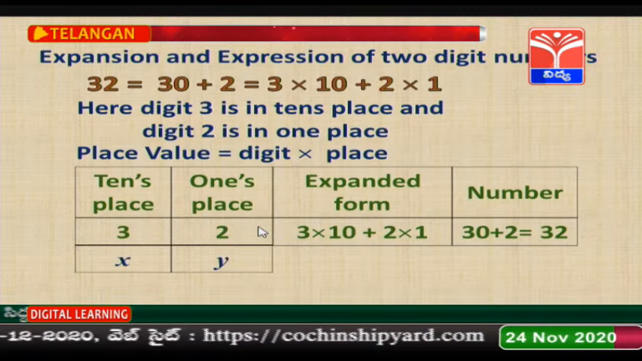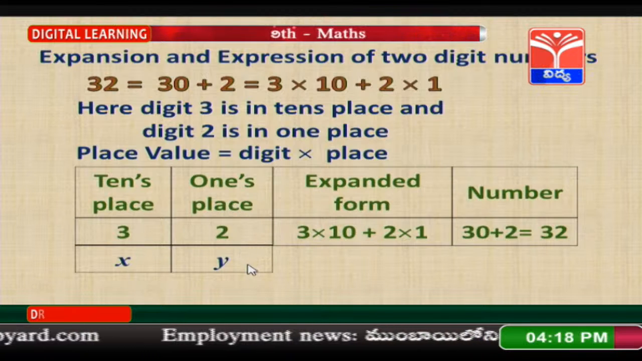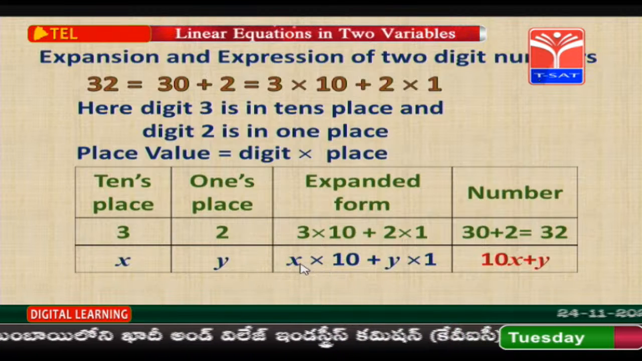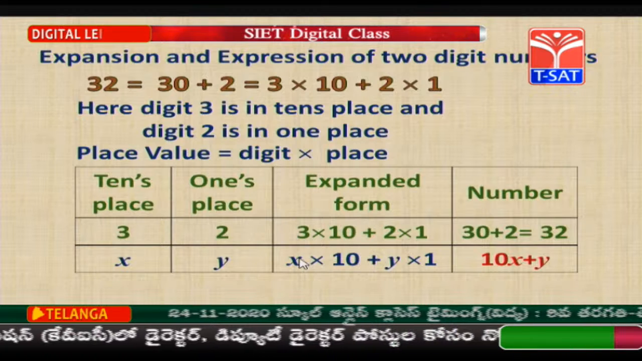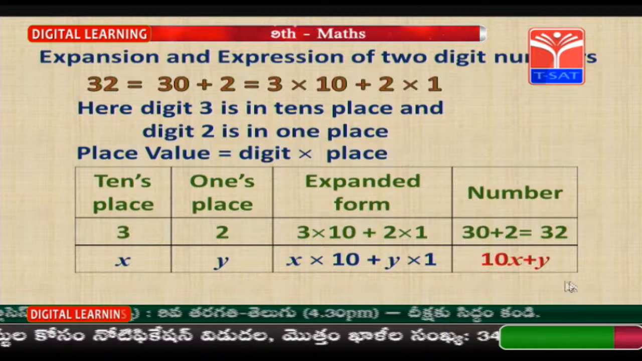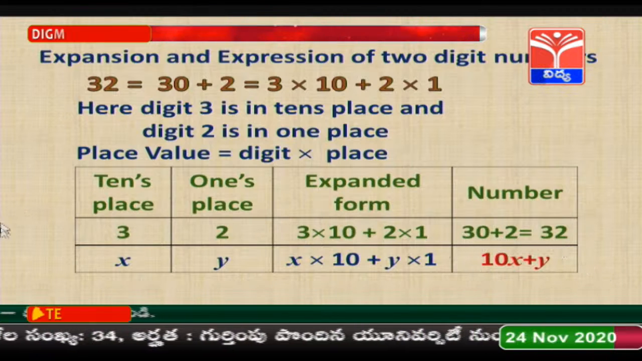what happens? Let me see. Now, please see, in tens place what you have? x, in ones place what you have? y. Then my expanded form becomes x into 10 plus y into 1. That means 10 into x becomes 10x, y into 1 becomes y, that means 10x plus y. This is the general form of representing a 2 digit number.